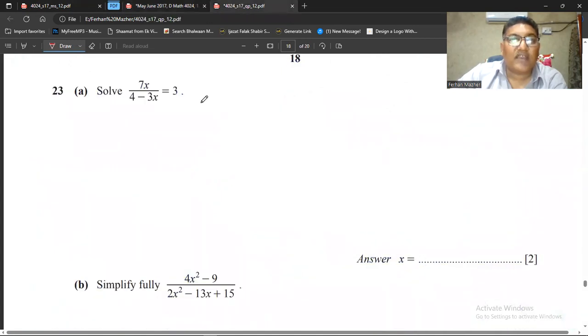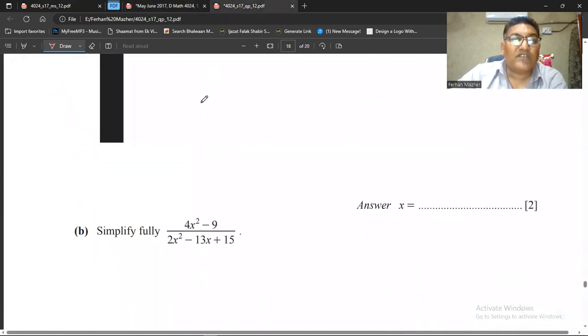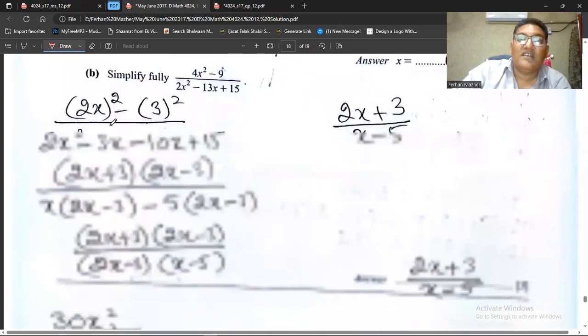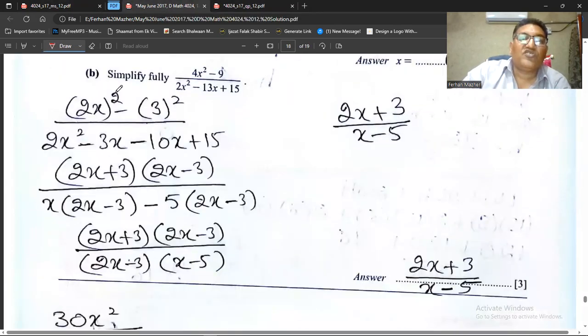3 by 4. Okay, so we are going to question number 23, B part. Here we have simplify fully: 4x squared minus 9. These two are perfect squares. Divided by 2x squared minus 13x plus 15. Downstairs, I will do the middle term breaking. So this is 2x squared minus 3 squared, and downstairs, I will do the middle term breaking.